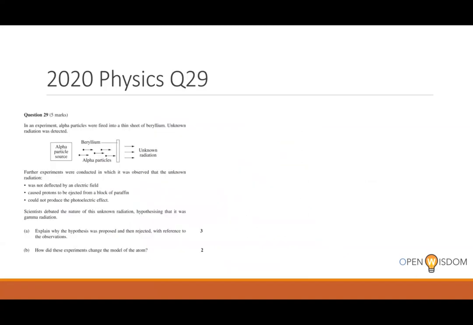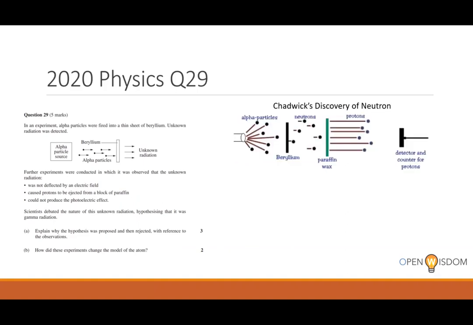So before we start going ahead with answering the question, we want to go more in depth about the background knowledge. And it's quite evident from the diagram here, we are talking about Chadwick's discovery of the neutron. And the full diagram should look something like this.